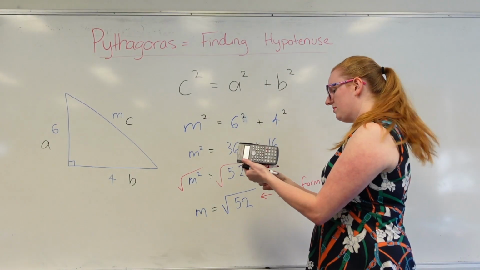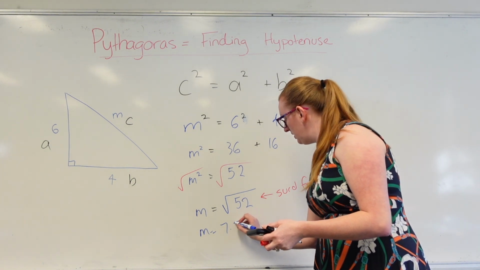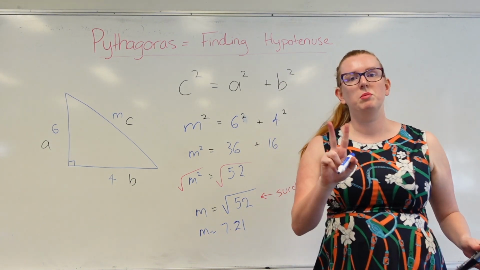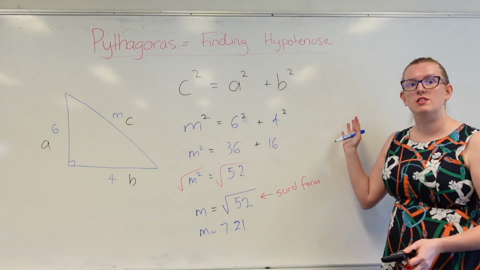And then we get our answer. So m is equal to 7.21 to 2 decimal places. Awesome, and that is how we calculate our long side using Pythagoras.